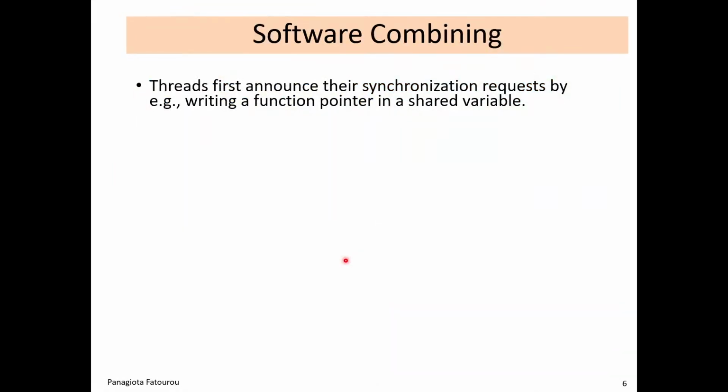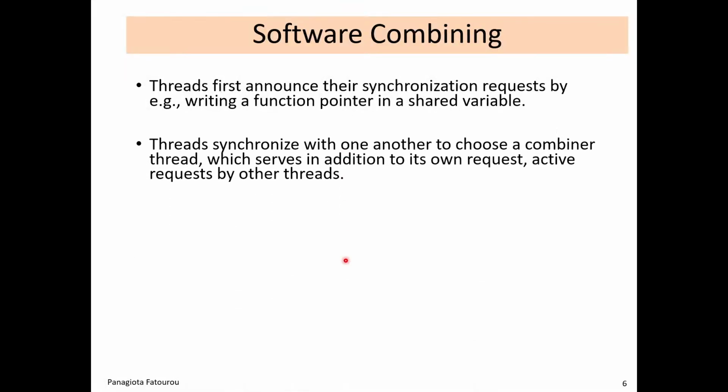Okay? So there are protocols out there that have been proposed in the past to simulate the ideal behavior. And these are what we call software combining algorithms. The software combining algorithms, what they do, the threads first announce their synchronization requests by, for example, writing a function pointer in a shared variable and possibly also the arguments to this function.